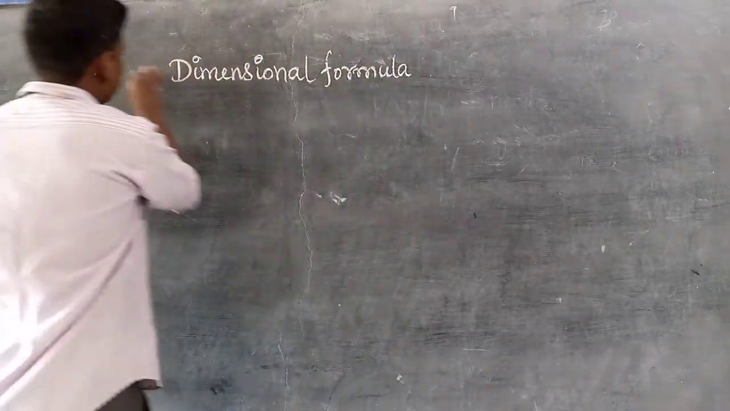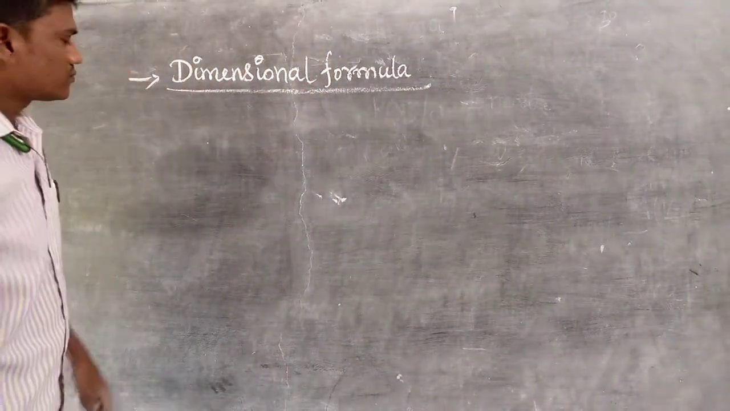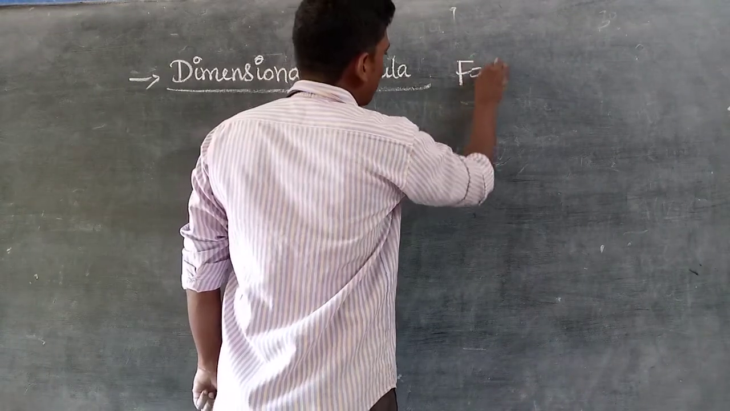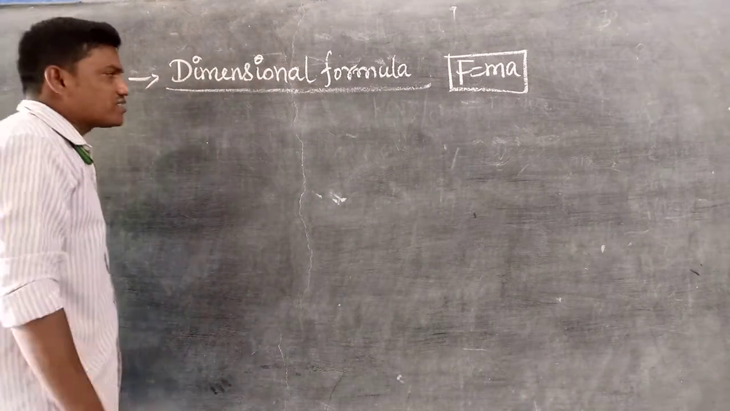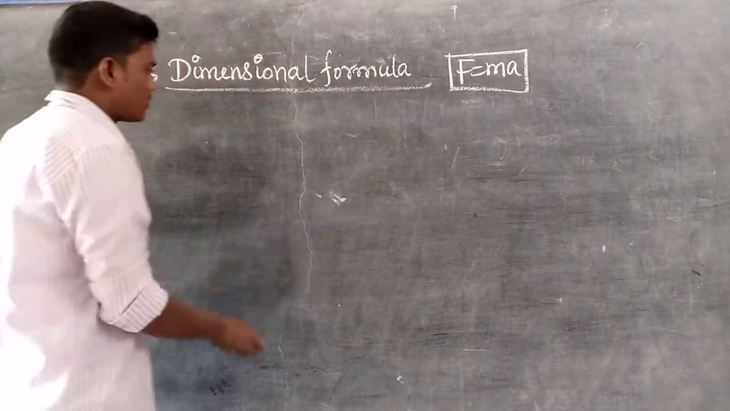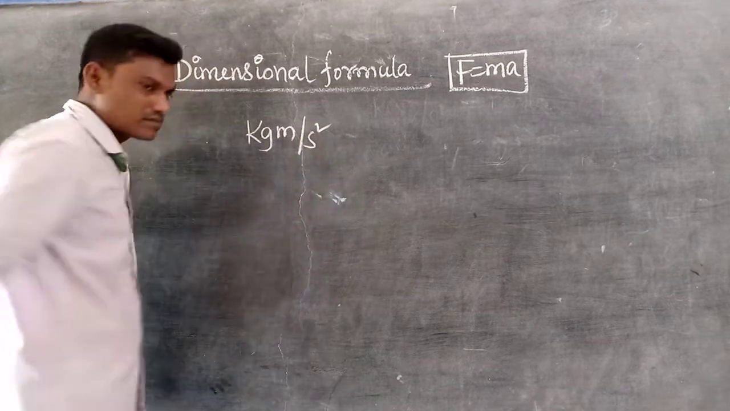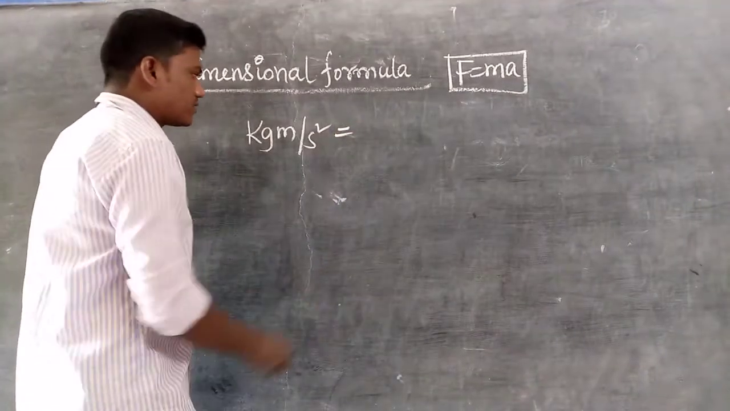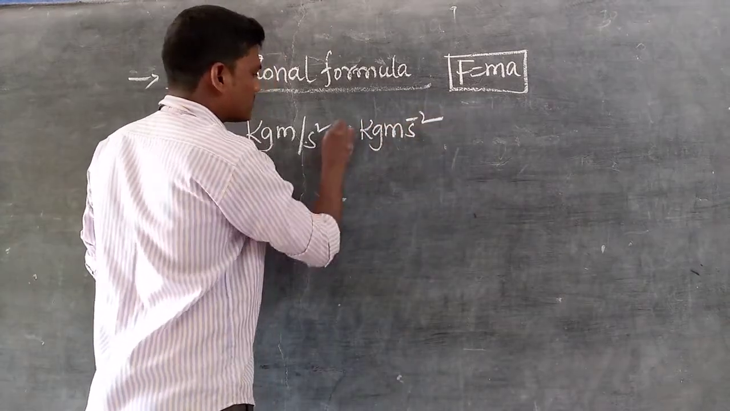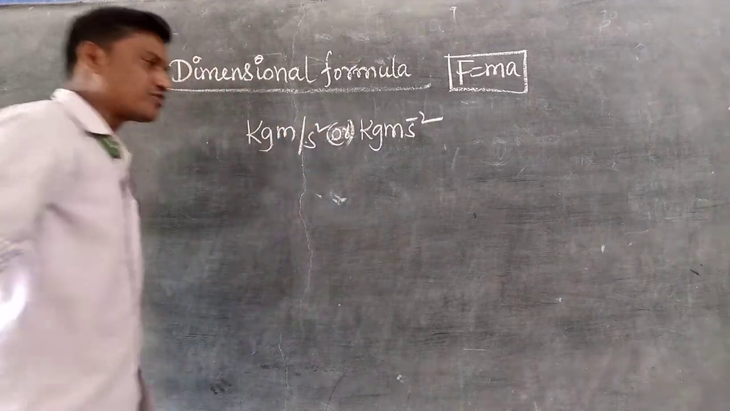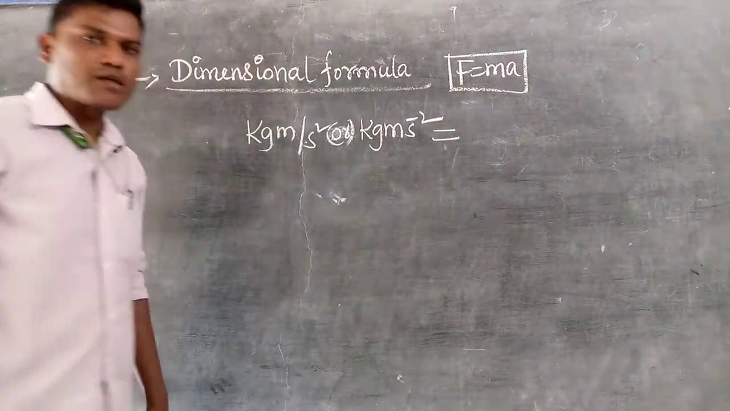Dimensional formula of force. So dimensional formula we can write by using the SI formula easily. This is the formula that is known. What is the SI unit of the force? We know that kilogram meter per second square. So here we should write kilogram meter second power minus 2. Why? Because second square brings to the numerator side, it becomes minus. So based on this one, we write the dimensional formula very easily.